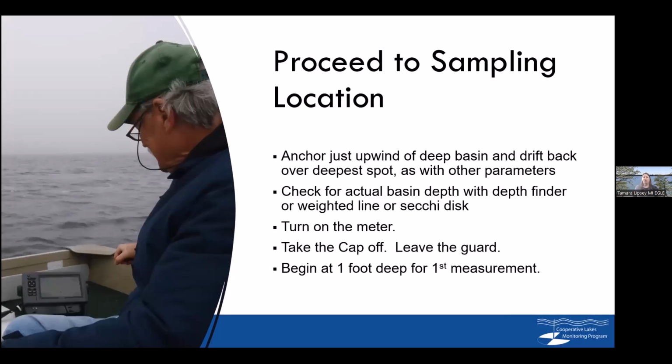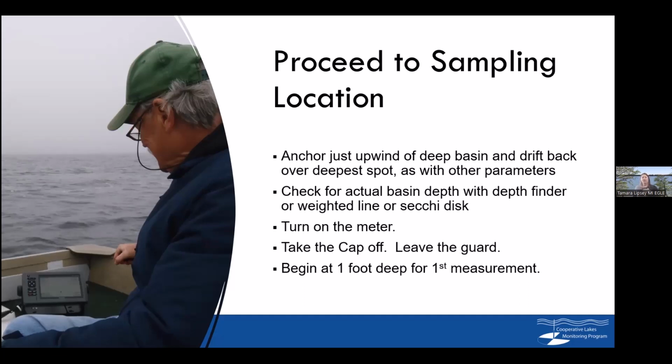So to get your sample, you're going to proceed to your sampling location. You're going to anchor just upwind of that deep basin again and drift back over that deepest spot, as you do for all the other parameters. You're going to check the depth to make sure you're at the right spot. You can do that with a depth finder or a weighted line, or use your Secchi disc rope to lower it down.